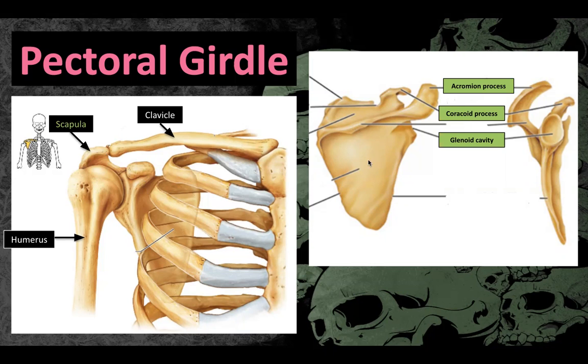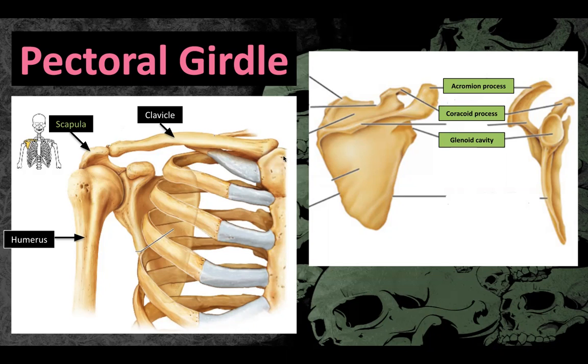As you can see, it's a pretty flat bone with a few pretty unique shapes here. These processes here, the acromion and the coracoid processes, are attachments for muscles. And then the glenoid cavity, that's where the humerus is going to articulate with the scapula. Okay, so you can see how it all fits together here.